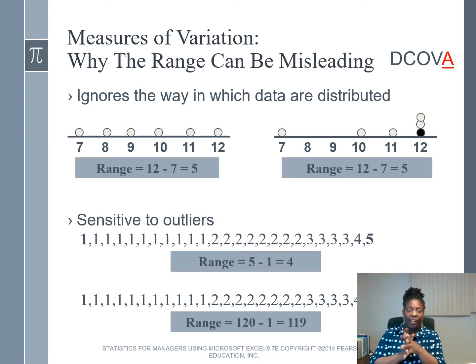So here is a nice little picture. Range is sensitive to outliers. For the first sample here, all the data are evenly spaced out. The range is 5. The data is clustered on the other one, and there's nothing in the middle, the range is still 5. So it's very sensitive to outliers.